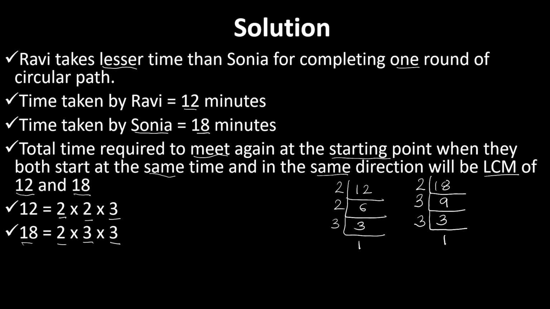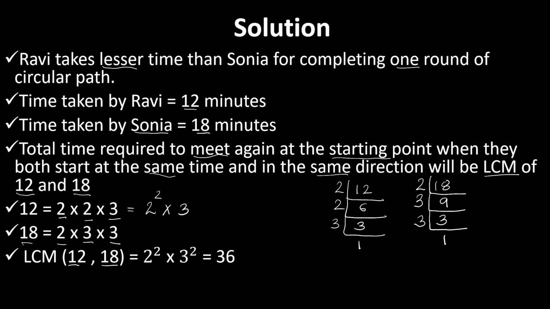Now, remember we have to find out the lowest common multiple. So how are we going to proceed? For the lowest common multiple of 12 and 18, we have to take the highest exponent possible for each prime factor in both the numbers. So here we can write down 12 as 2 into 2 into 3, which can be written as 2 raised to 2 into 3 raised to 1. Now, how can we write down 18? It can be written as 2 raised to 1 into 3 raised to 2.